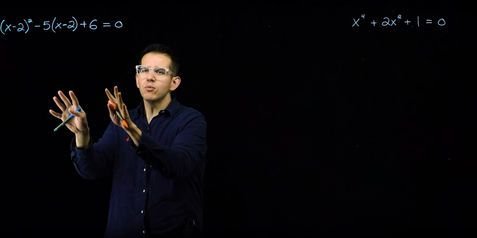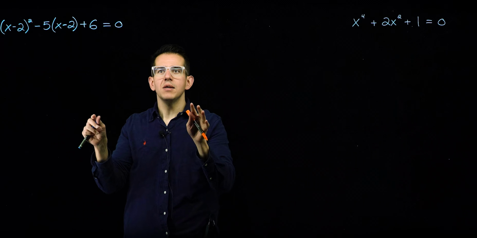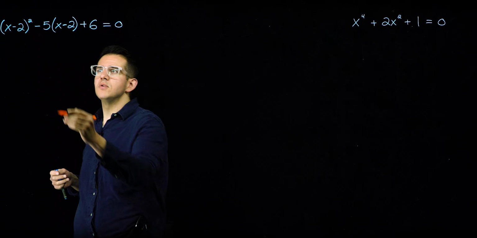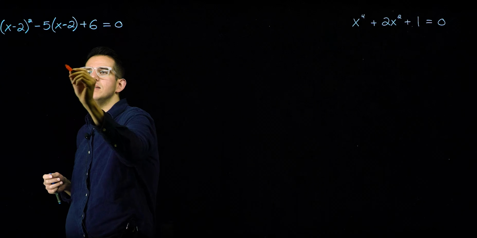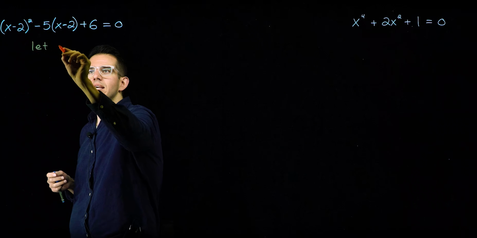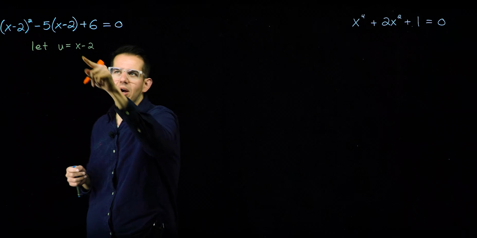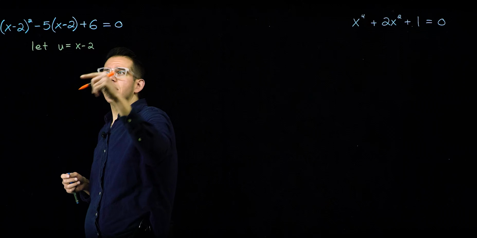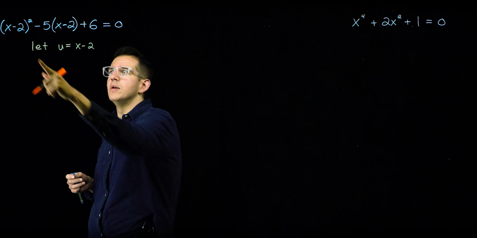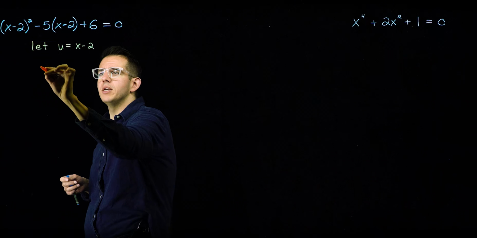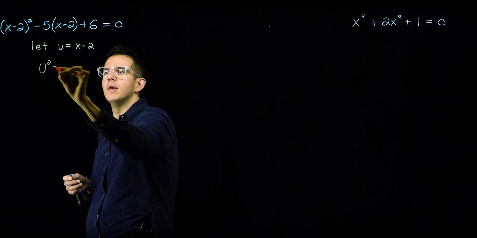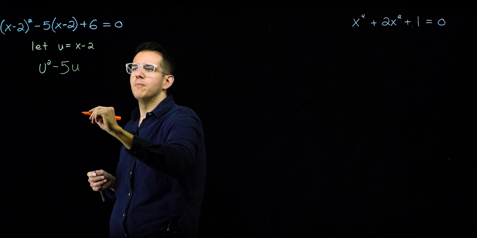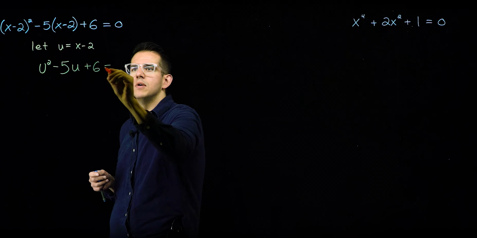If we could just rewrite it in a format we're familiar with, we will see the basic overall problem that needs to be solved. So with U-substitution, we're going to look at what's in these parentheses and say let u equal that value, x minus 2. When we do that, we'll rewrite this entire equation with the variable u now. So the quantity of x minus 2 squared will become u squared minus 5 times the quantity of x minus 2 is now minus 5u plus 6 equals 0.